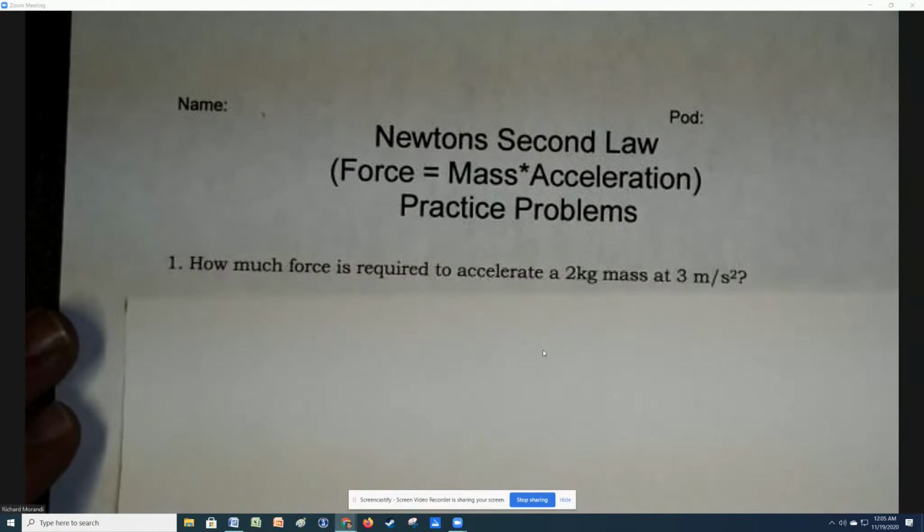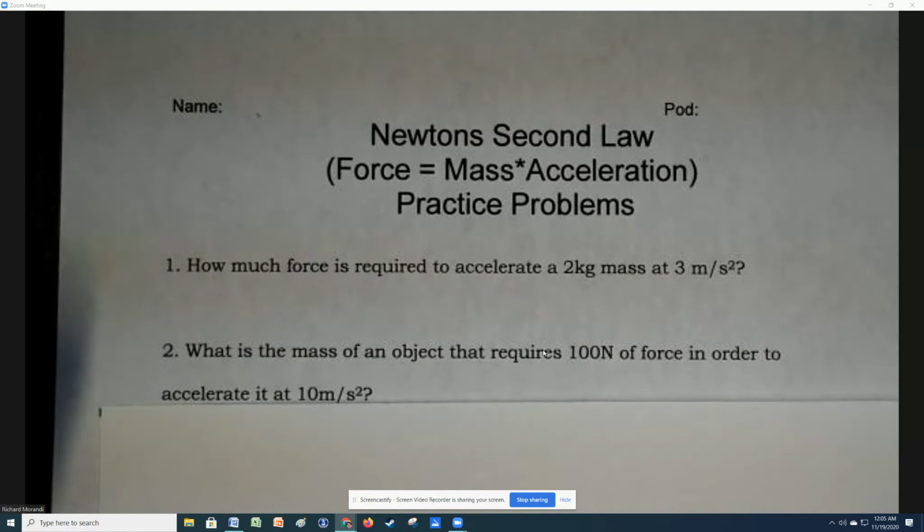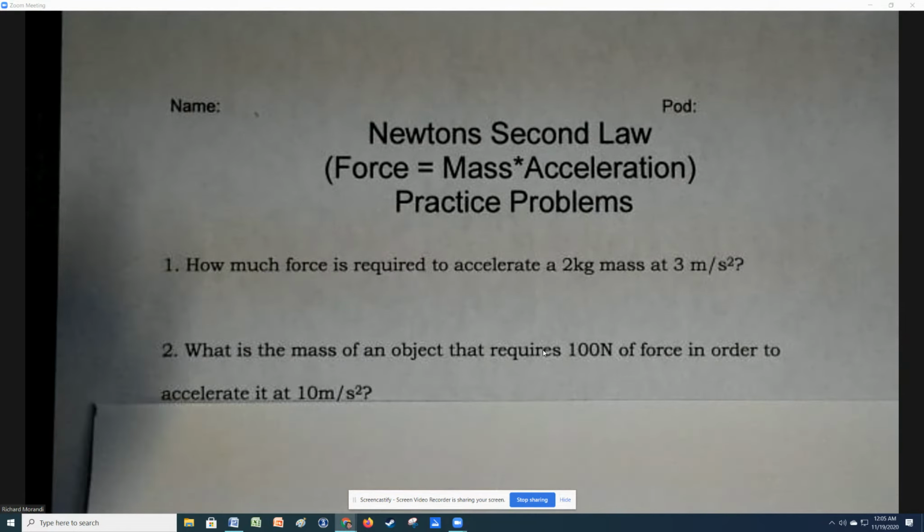Hey guys, what I'd like to do today is talk a little bit about the math. We started this worksheet, Newton's second law practice problems, in class, and a lot of people came to me and said that they were completely and utterly lost and have no idea where to start. So I'm going to start from the very beginning, from the very beginnings of math.